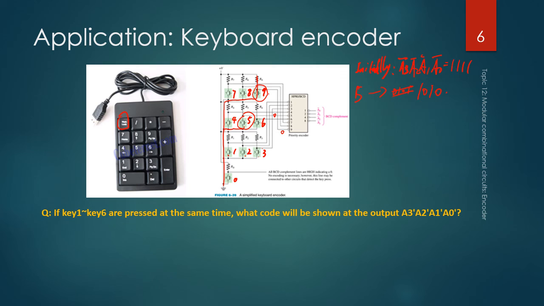What happens if key 1 and key 6 are pressed at the same time? What code will be shown at the output here? As we mentioned before, this is a priority encoder, right? So key 1 and key 6 are pressed at the same time, which means only key 6 will be considered to be active. So the code is actually for 6. For 6, regularly we will get 0, 1, 1, 0, but this is active no. For the active no case, we need to flip every bit. So the real code you will get is 1, 0, 0, 1 here.